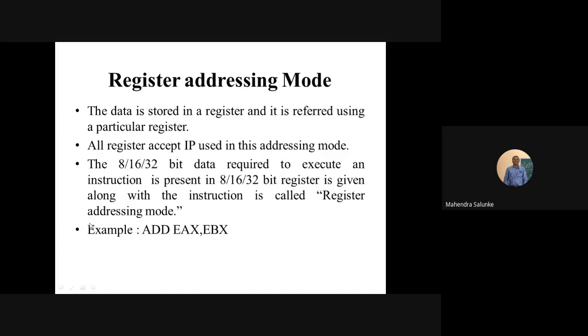Now with the earlier example in register addressing mode, I told you that add EAX comma EBX was the example. Here, what operation will be carried out? The operation carried out by this instruction is adding two numbers. The first number will be from EAX and the second number will be from EBX. That means EAX is a source register, and EBX is also a source register, right? So both operands will be taken from these two registers.